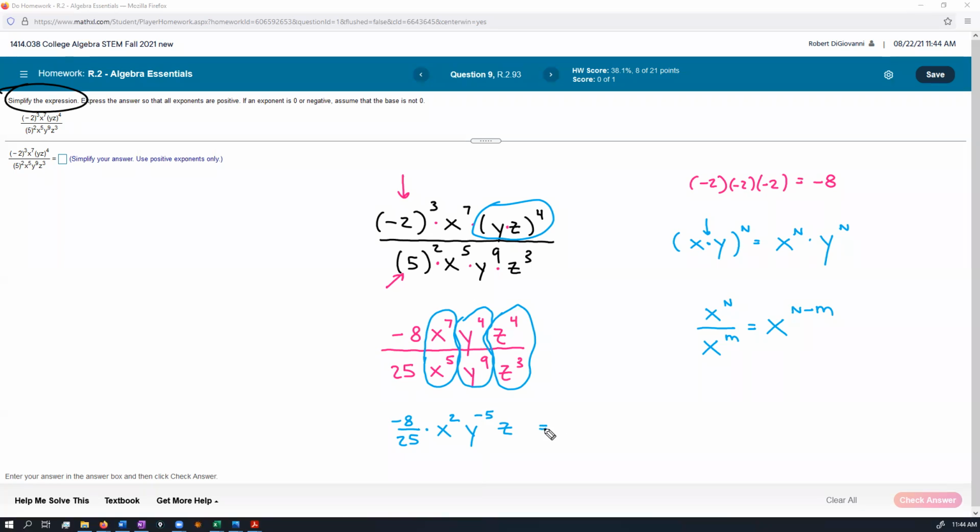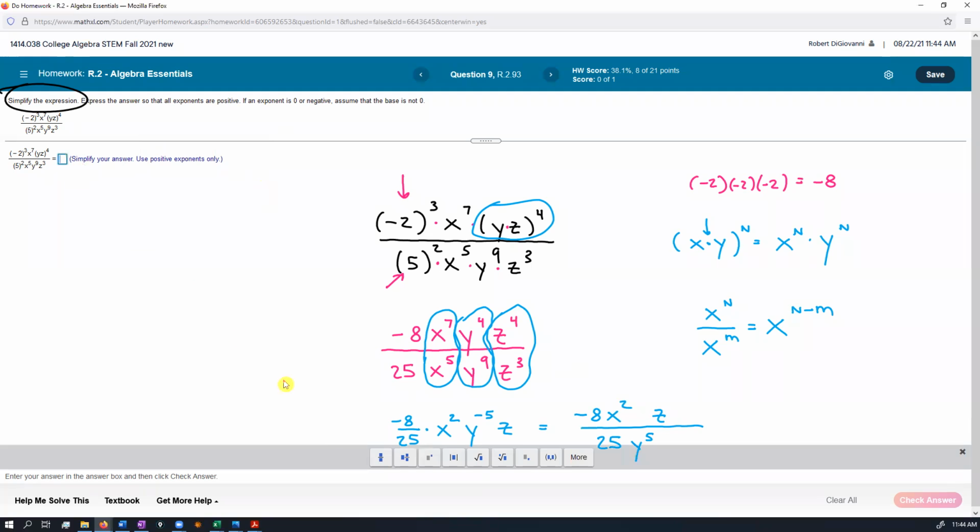So what I'm going to do now is I'm going to rewrite this as -8 with the x squared there. The y to the -5, I'm going to drop down as a y to the +5. And then I have the z, which is still up top. And then I have the 25 that was on the bottom here. We'll just join with the y to the 5th on the bottom. That should be the answer.